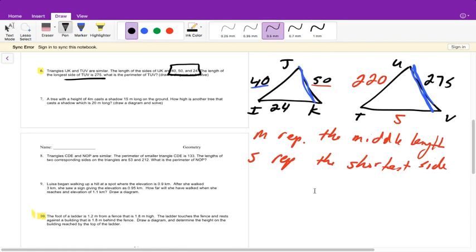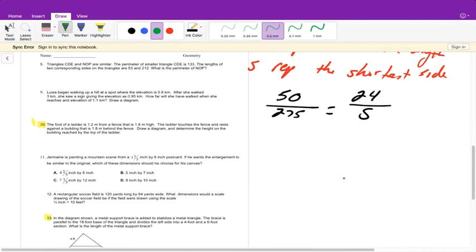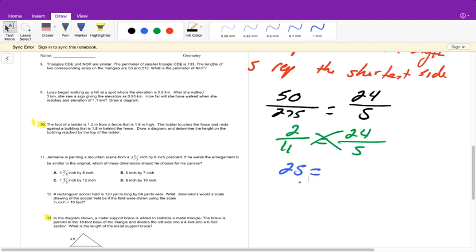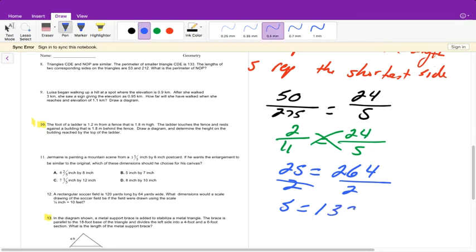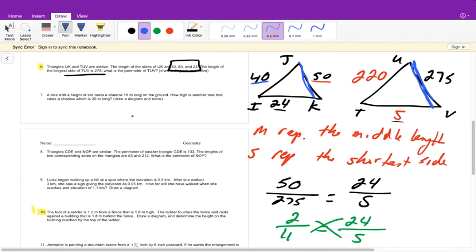So now we already have the ratio of 50 over 275. And now we're going to solve for the smallest side, which corresponds with 24, so it'll be 24 over S. Once again, 50 over 275 reduces to 2 over 11. We then cross multiply. This gives me 2S is equal to 220 plus 44, so 264, I believe. We divide by 2, and S is equal to 132. So we will erase this S, and we will put 132 here. I'll put this in blue, 132.